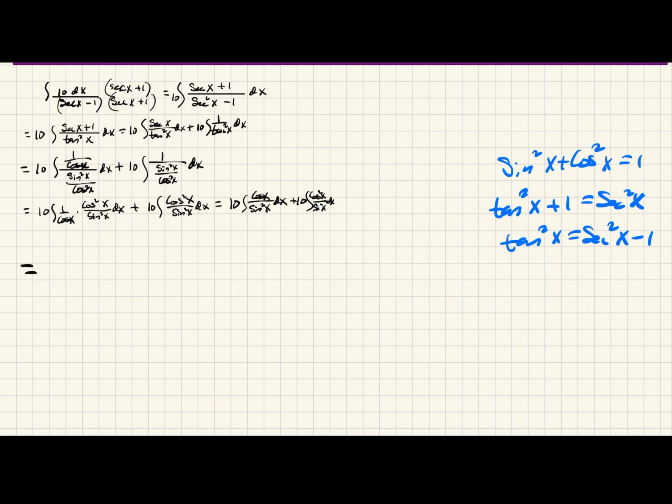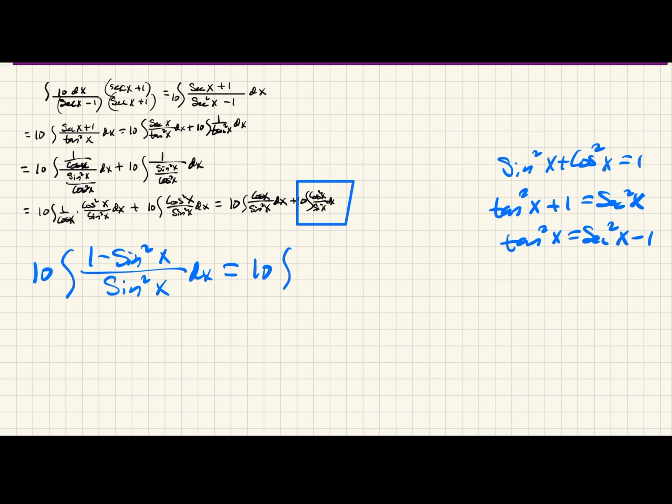Let's do what we did last time. Let's just take the second one and work on that individually, because there's not a question about the first one. So we've got 10 integral of 1 minus sine squared x over sine squared x dx. So we've got 10 integral 1 over sine squared x dx minus 10 integral dx, don't we? Because the sine squareds are going to cancel.